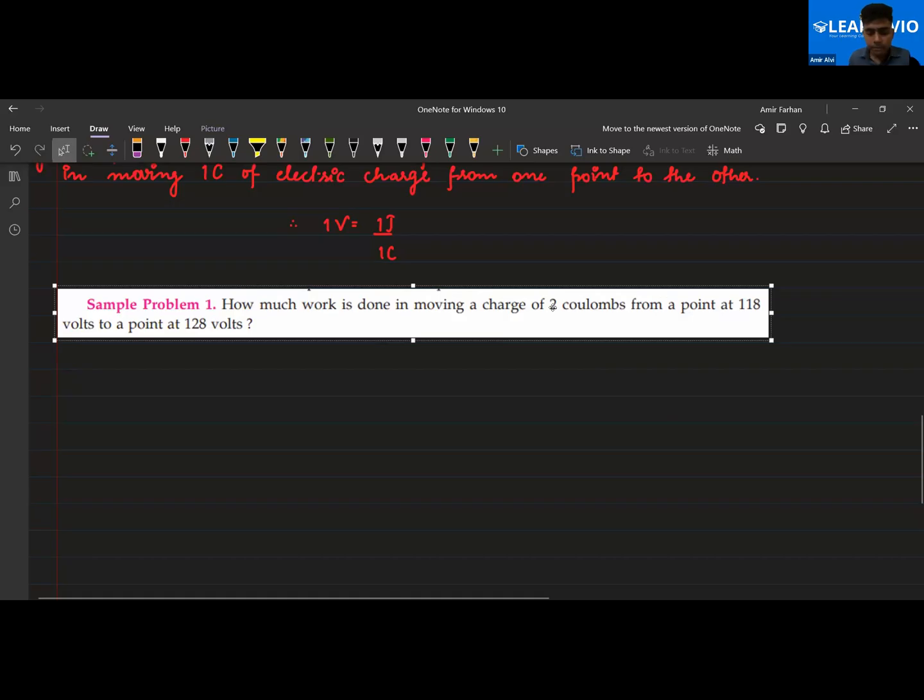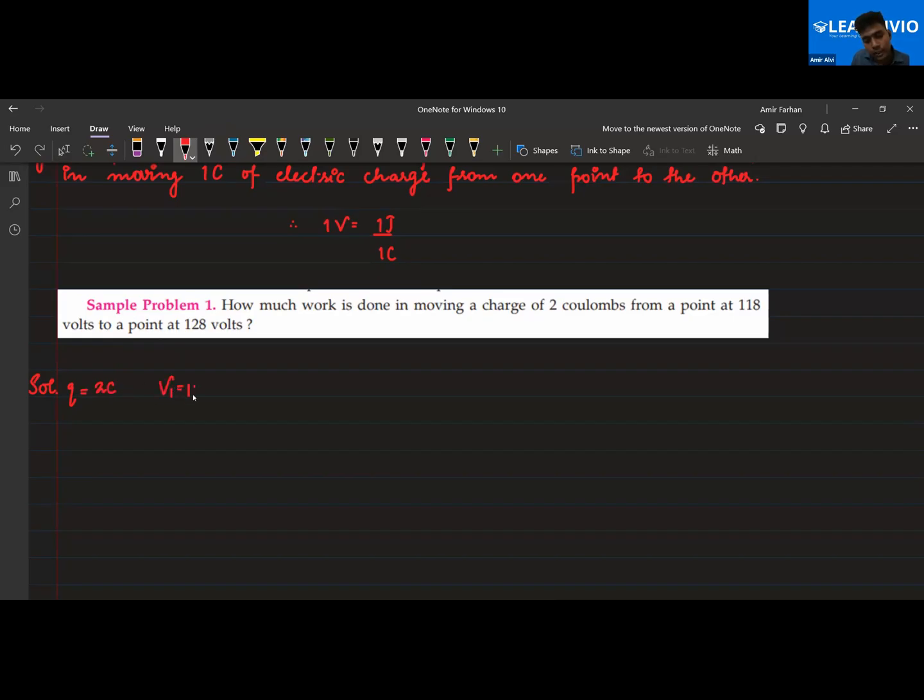Let me explain this. The question is saying: how much work is done in moving a charge of 2 coulomb from a point at 118 volt to a point at 128 volt? It means that the charge is given to you, that is 2 coulomb, yes or no everyone? And V1 is at 128 volt. V2, that is the other point, is at 118 volt.